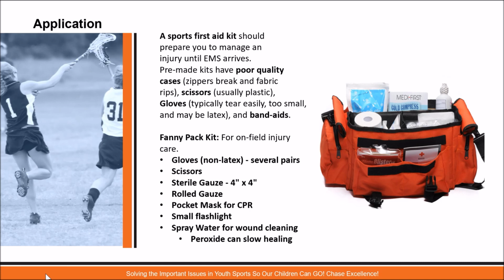Get a good pair of athletic training scissors. Get a good box of gloves. Get a good set of Band-Aids. Fanny pack to hold gloves, scissors, sterile gauze, rolled gauze, a pocket mask, a small flashlight, and a spray water bottle for wound cleaning. One quick note is that hydrogen peroxide can slow healing, but sometimes it's also good to have the spray peroxide if things get really, really dirty.